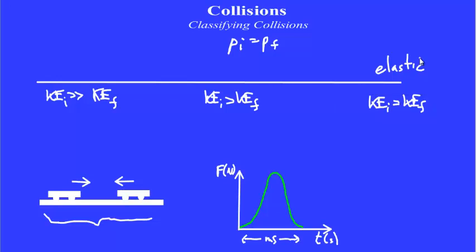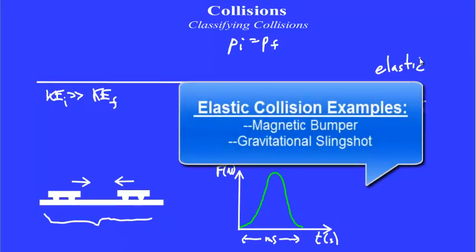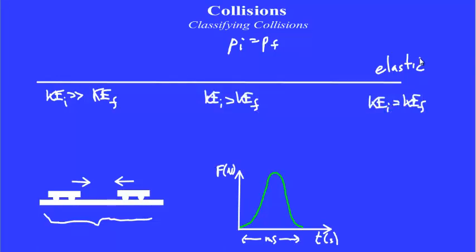Cars that bump together without touching, if they have magnetic bumpers, that would be an example. You've heard of a gravitational slingshot, which is how we use the gravitational energy of a planet to slingshot a satellite to another planet. That's how we got the satellites all the way out in the solar system. Those are examples of elastic collisions, collisions where they don't actually touch.